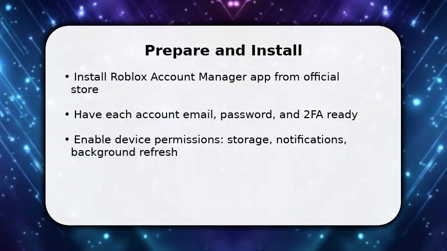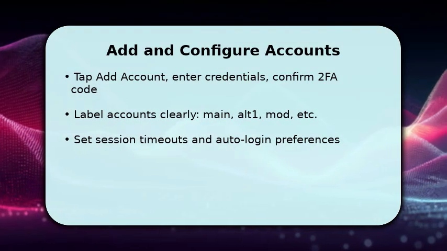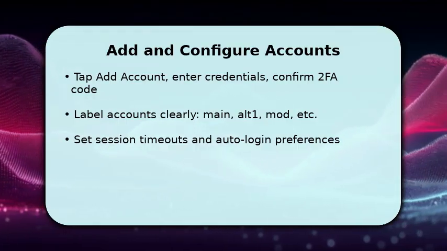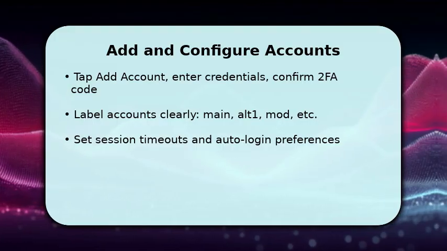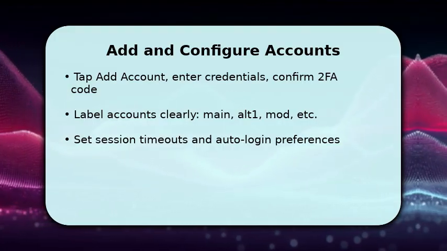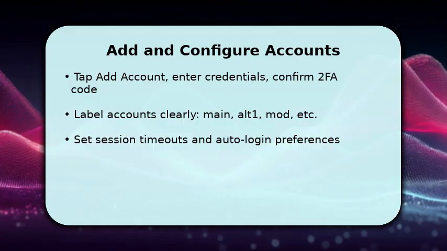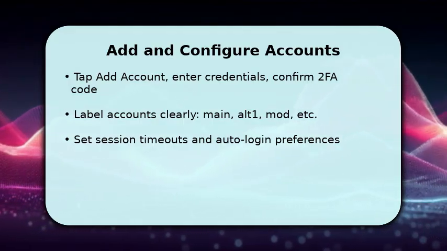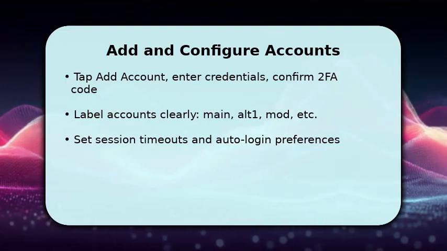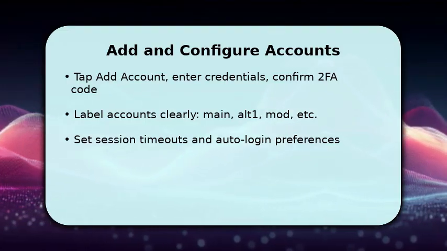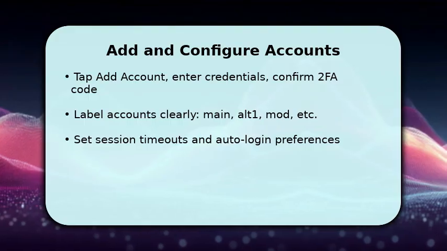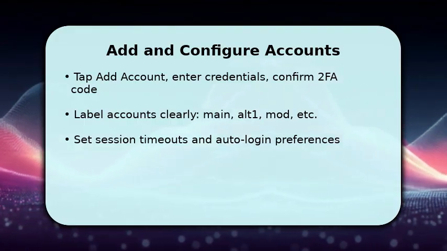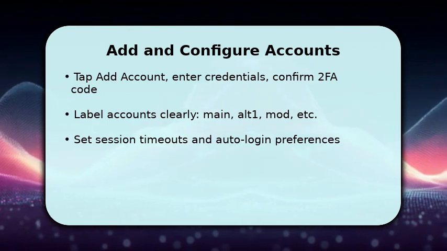You now add accounts and configure how they behave. Tap Add Account, enter the email and password, then input the 2FA code when prompted. This establishes a trusted session. Make sure to label each entry so you instantly recognize main versus alternate accounts. Then open Settings and set session timeout values and auto-login preferences so you control security versus convenience. Once configured, test switching between two accounts to verify cookies and tokens.